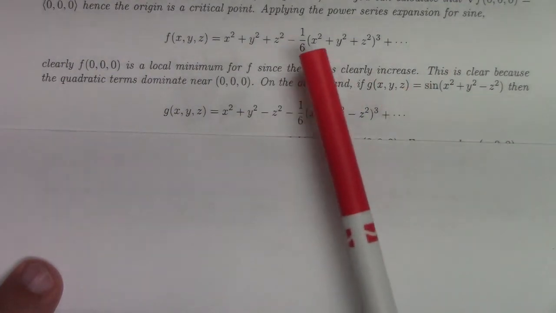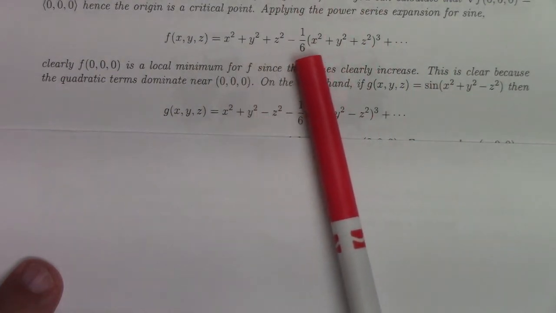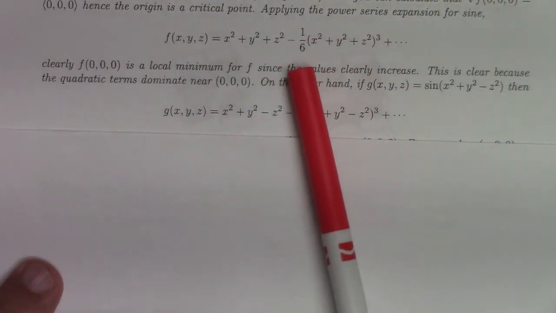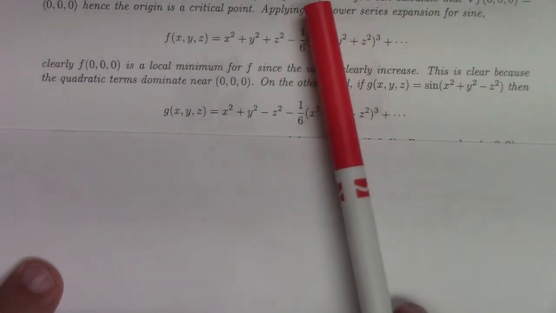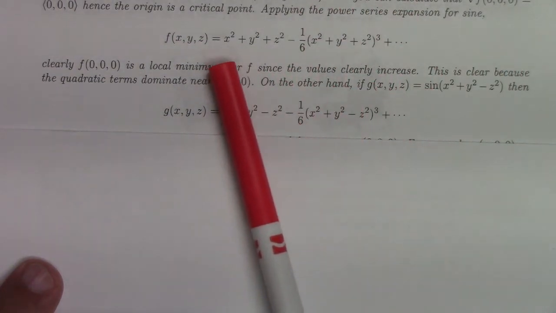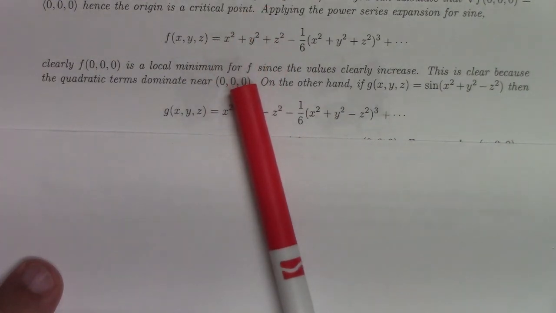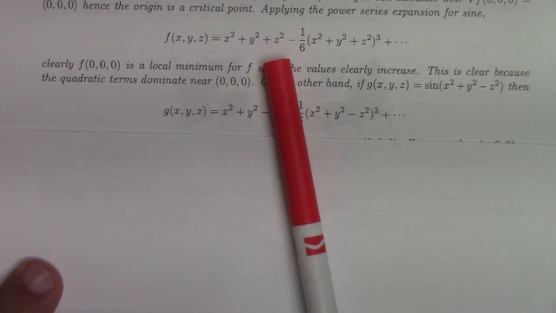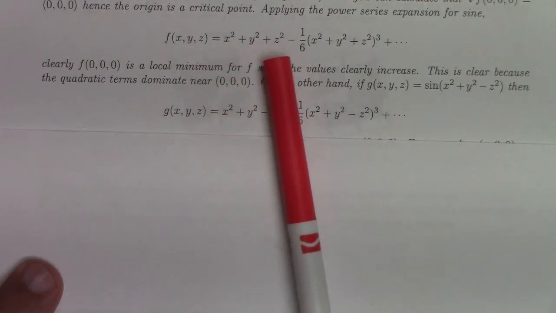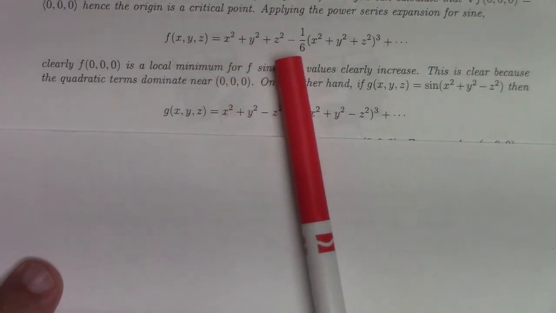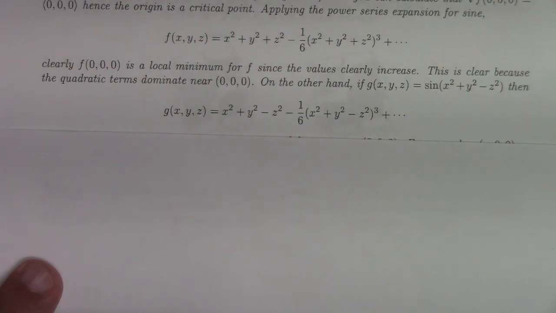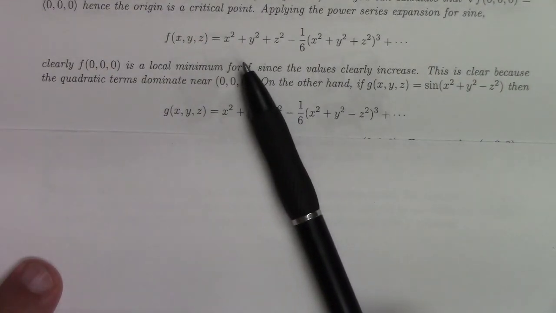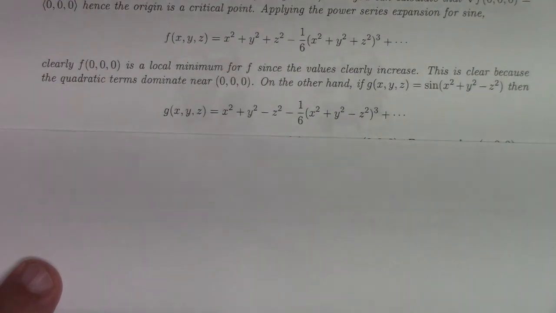Anyway, so x squared plus y squared plus z squared minus 1/6 that cubed is what you get from plugging x squared plus y squared plus z squared into the power series for sine. And so there you go. The origin's a critical point, and the Hessian is actually x squared plus y squared plus z squared, from which I can immediately see that the origin is actually a local minimum.